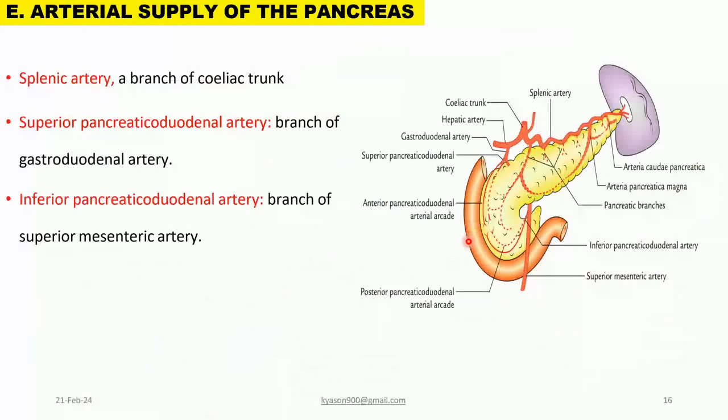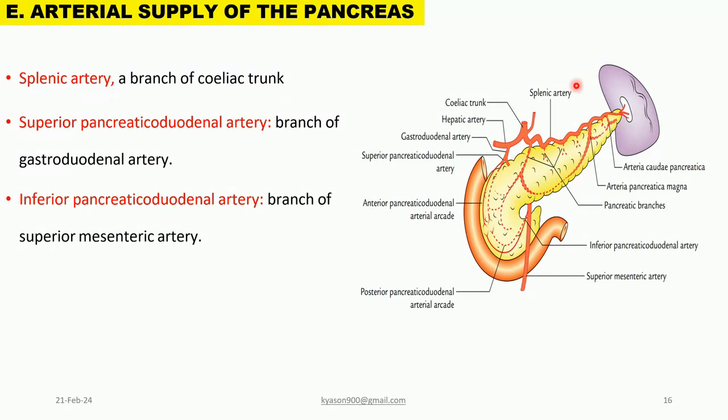Then we have the arterial supply of the pancreas. Of course, there are many blood vessels that are going to nourish our pancreas. It's a very active organ. It has many active cells, exocrine and endocrine, and it needs a nutritious supply of blood so that those cells can continuously function normally. So you can see that there are many contributors to this: the splenic artery, the gastroduodenal artery, and the superior mesenteric artery. They all contribute towards the arterial supply of the pancreas.